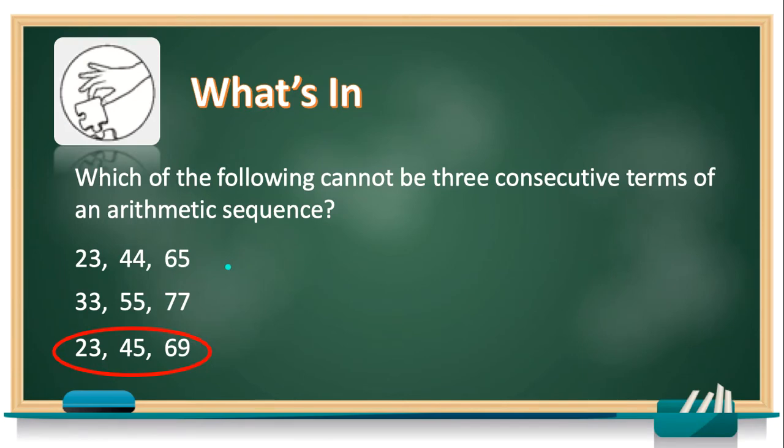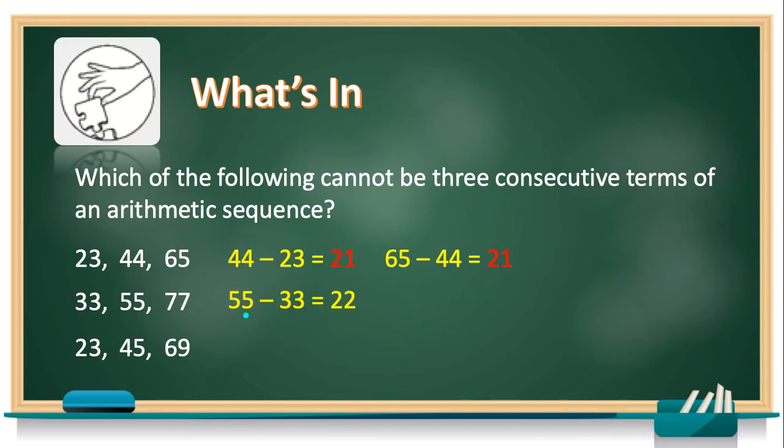Great! Now let us check each sequence to see how we arrive at our answer. The first sequence, if we subtract 23 from 44 and 44 from 65, they arrive at the same answer. So it is an arithmetic sequence. For the second sequence, when we subtract 33 from 55 and 55 from 77, the same. Both have the same answer. So it is also an arithmetic sequence.